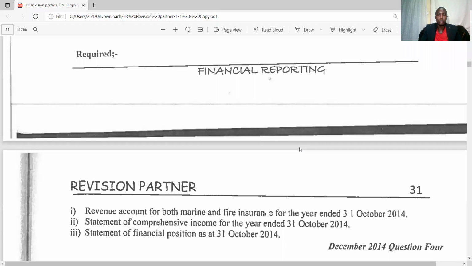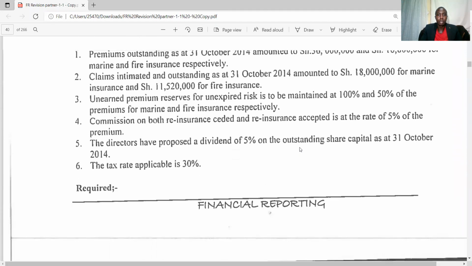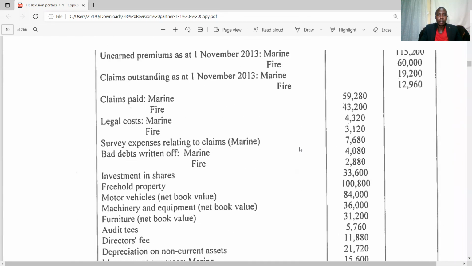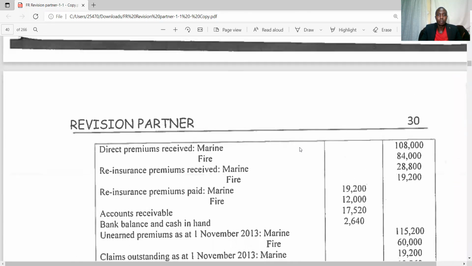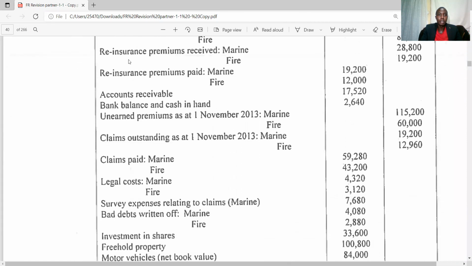Like now, in our question here, the risk against which the insured parties insured themselves concerns two things. If you look at the question, in the format of this relevant statement you are given here, under reinsurance premium received we have marine and we have fire. Under reinsurance premium paid, we have marine and fire. Under the unearned premium as at 1st November 2013, we have marine and fire. So when you are doing your revenue account, you have one column for marine and another column for fire.